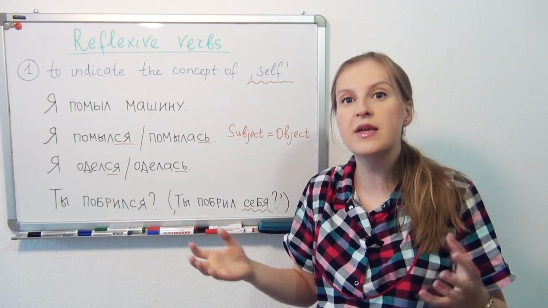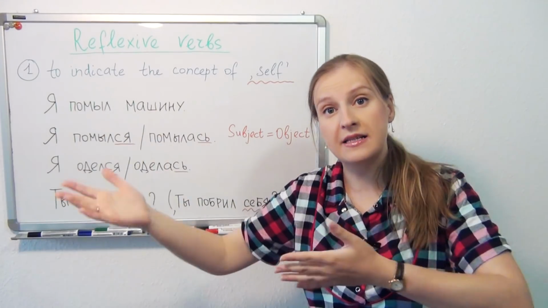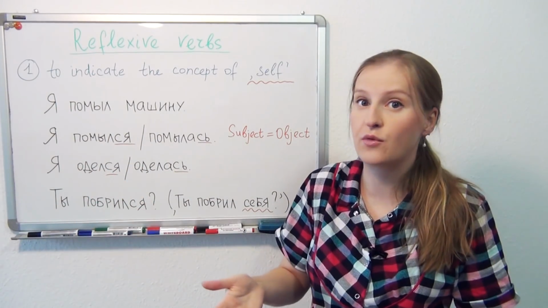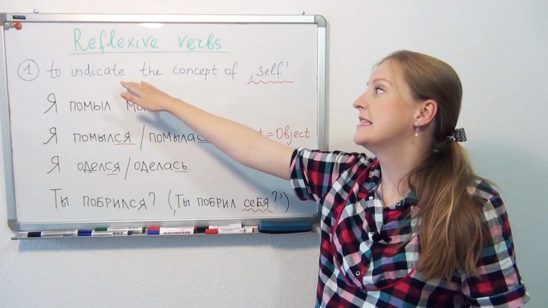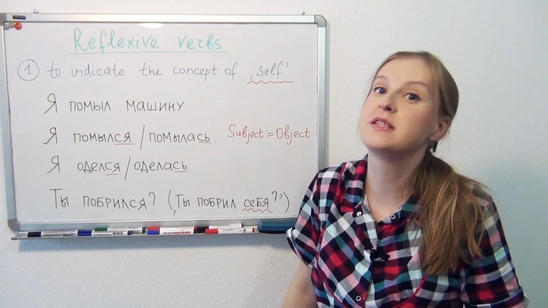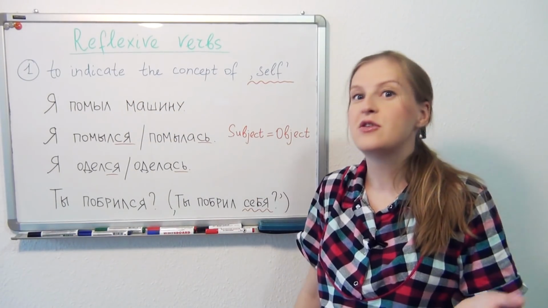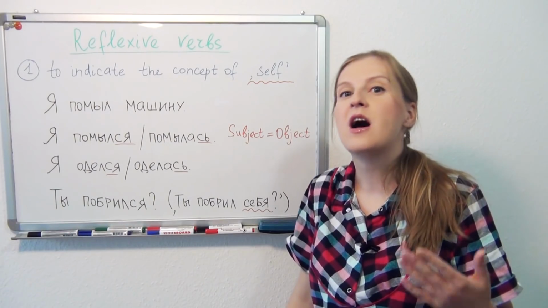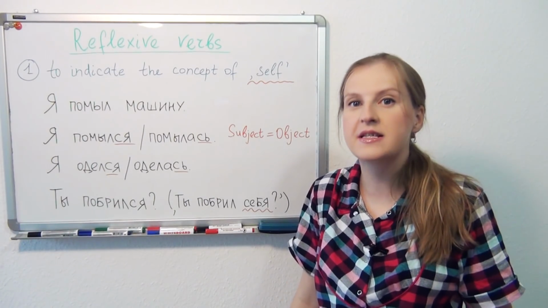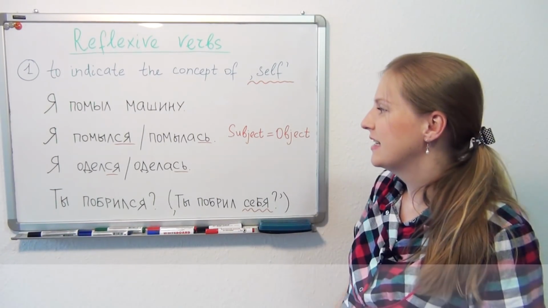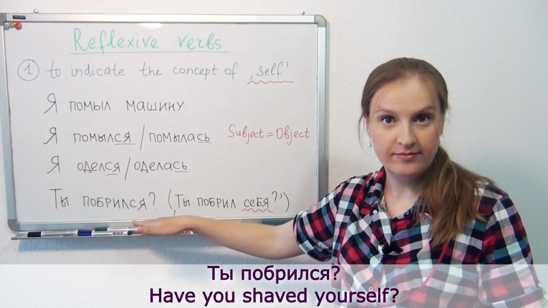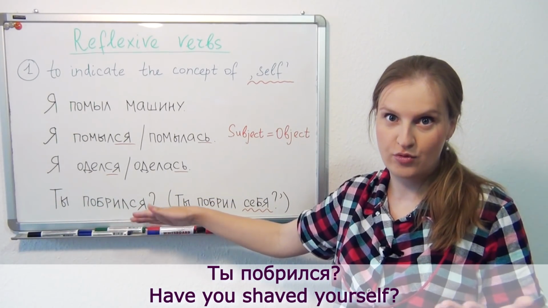So you do something to yourself, or somebody else does something to himself or herself. So we indicate the concept of self. Myself, yourself, himself, ourselves, themselves, and so on. Ты побрился? It's a question. Have you shaved?